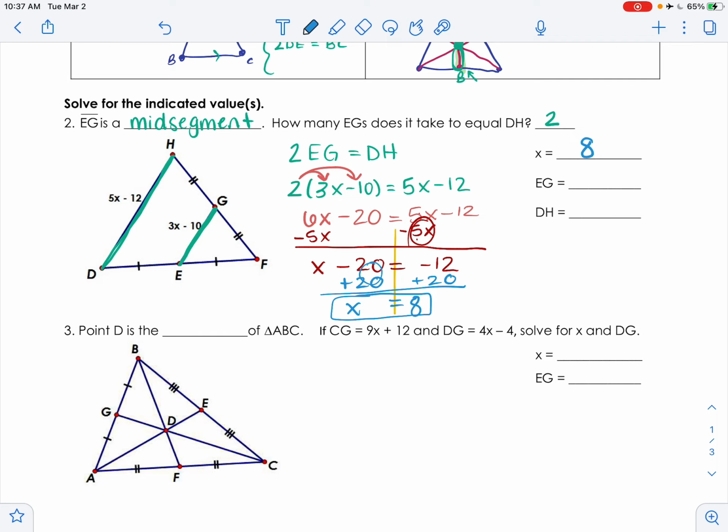All right, now let's find the next pieces. So next it asks us to find EG. Well, again, EG is represented by the expression right here, 3x minus 10. But now we know what x is. So to find EG, right now it is 3x minus 10. I'm going to plug in 8 for x. And then I just simplify by following the order of operations. So I'll start with 3 times 8, which is 24. Minus 10 is 14. So EG is 14.